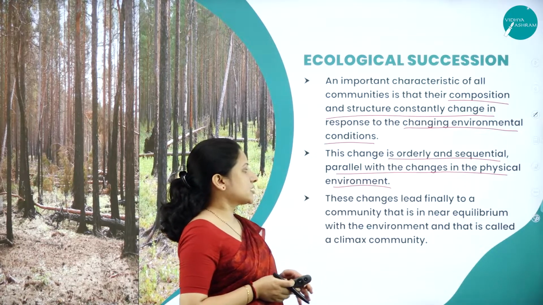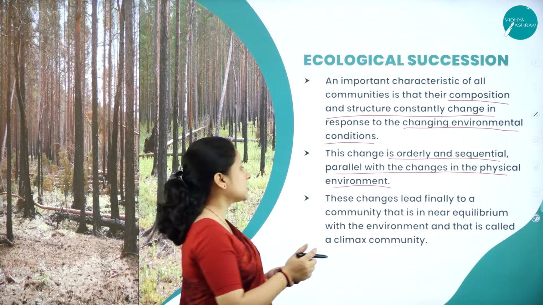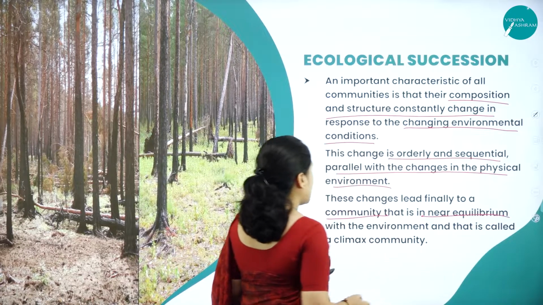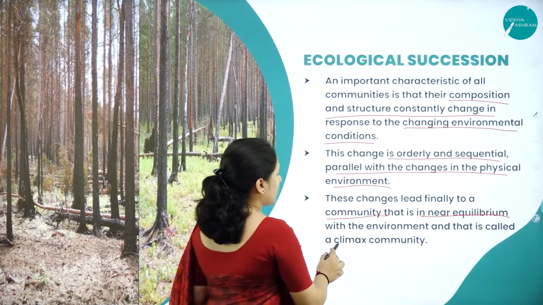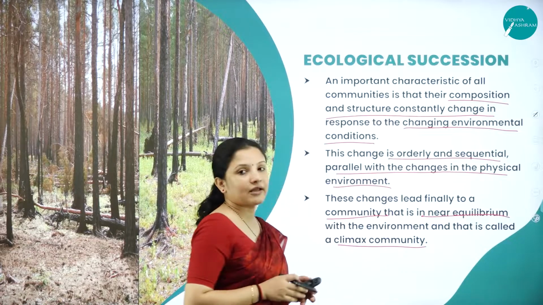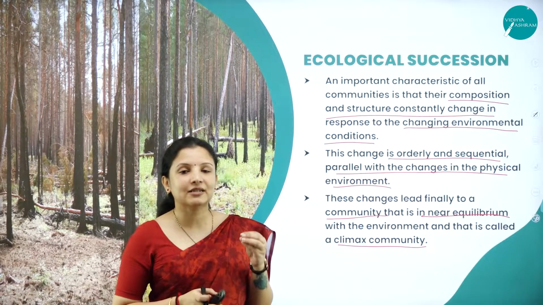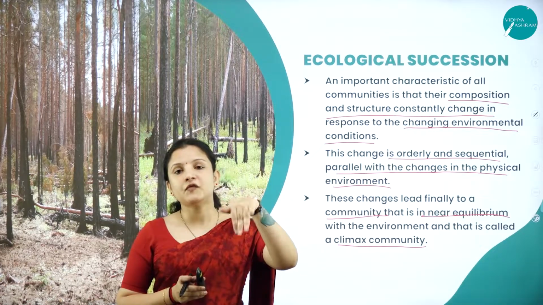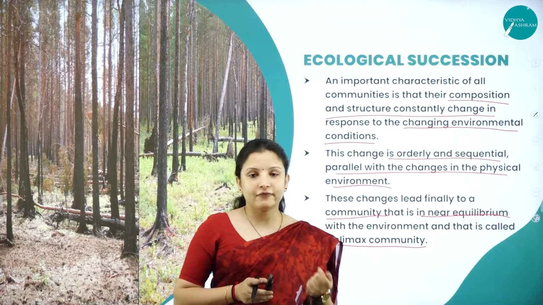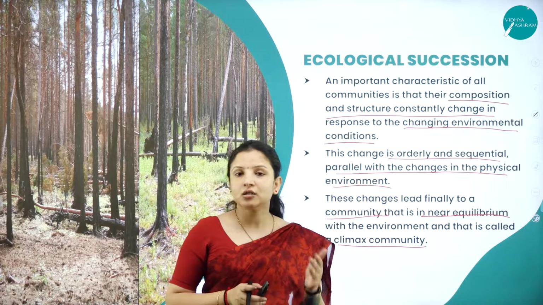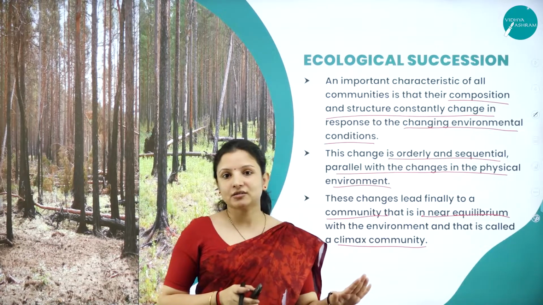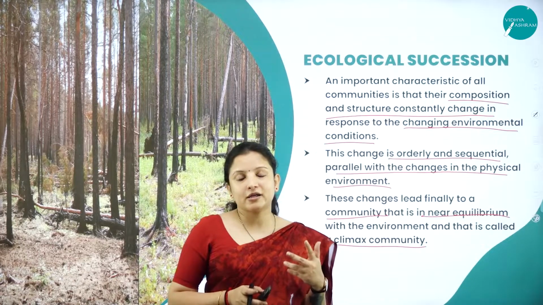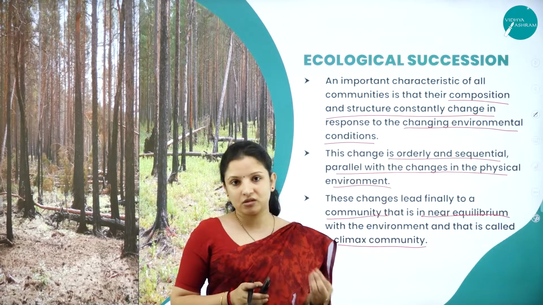So these changes lead finally to a community that is near equilibrium with the environment, and that is called the climax community, where they reach a stage of equilibrium wherein they will not change further. Say for example, a desert now is a climax community. It cannot come back into a fertile land. It cannot be brought back into a land which is filled with trees, never.